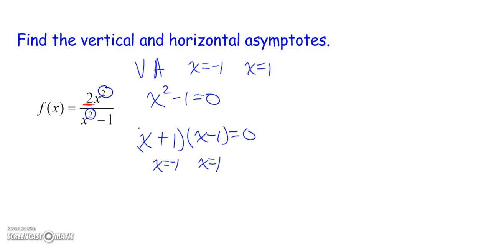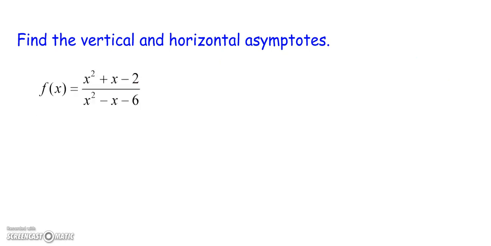The leading coefficient on the top is 2. The leading coefficient on the bottom is 1. So I take 2 over 1, and my horizontal asymptote is just going to be y equals, now you can write 2 over 1, but it's probably easier to just write y equals 2 as your horizontal asymptote. We'll graph these shortly, but let's first just practice finding the vertical asymptotes and the horizontal asymptotes.